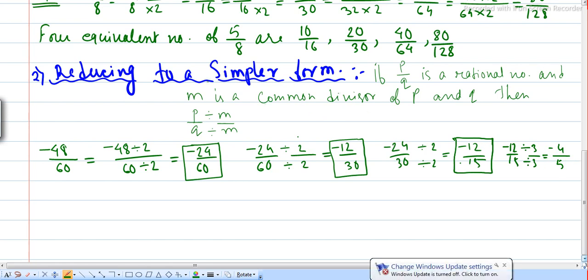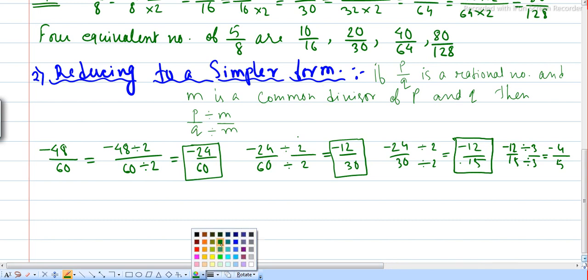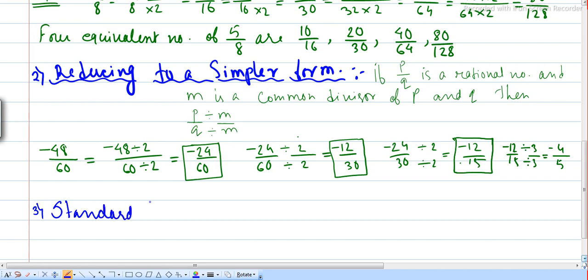So this is the standard form or simpler form of the rational number. Okay, now see, next we will see the standard form of rational number. Next topic is the standard form of rational number.